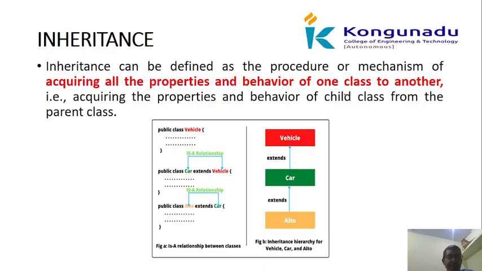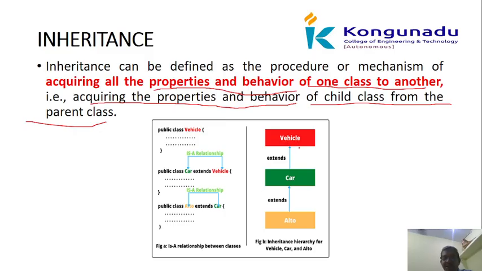The same concept operates here also. Okay, so acquiring all the properties and behavior. We can say the kid looks like the grandfather; we are telling the same thing. So the properties and behavior of one class are acquired by another class. Right? Acquiring all the properties and behavior from the parent class to the child class. From the parent class only, the properties and behavior will be inherited. Okay, so the example has been given here.